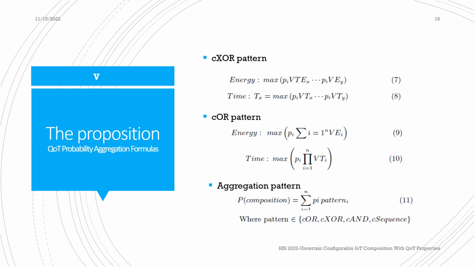In the case of the configurable OR pattern, Px is the probability value for the incoming paths and Ex and Tx the energy and time quality of thing values. The computation formula will be presented by formula 9 and 10 respectively. The configurable composition with insertion of QoT is realized through the aggregation of all the paths. As a result, the computation of the final proposition value corresponds to the aggregation of all of the pattern's formulas after customization. Hence, the aggregation value is represented by formula 11.